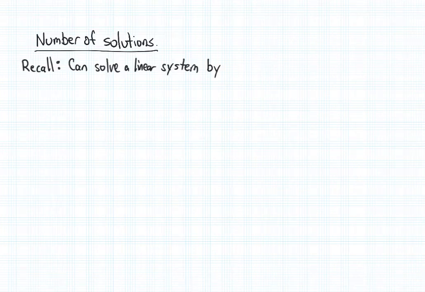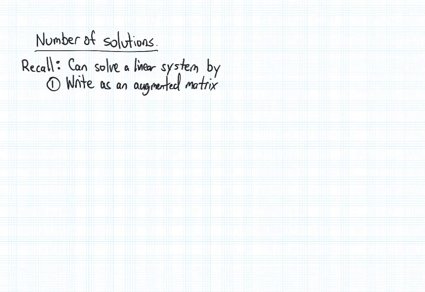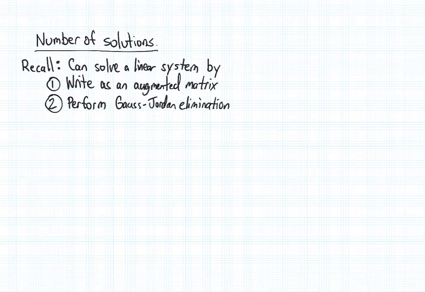First of all, let's recall that the way we've learned to solve a linear system is by first writing it as an augmented matrix, and then performing Gauss-Jordan elimination to get it into reduced echelon form. And then, essentially from the reduced echelon form, you can read off the solution. So what are the things that can happen here?